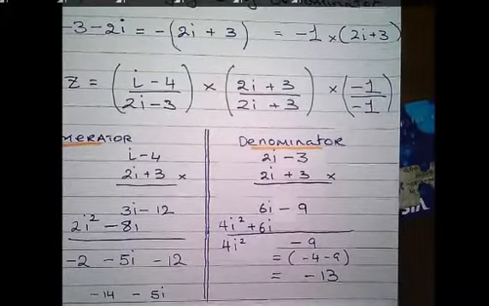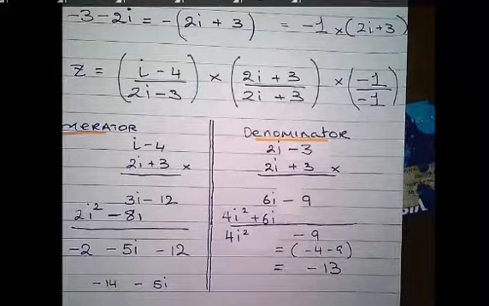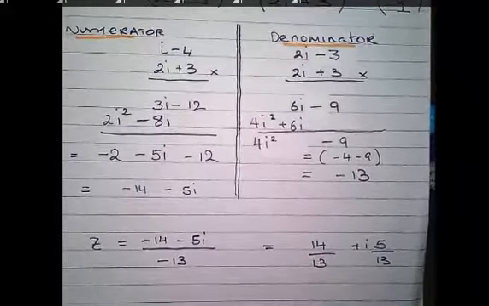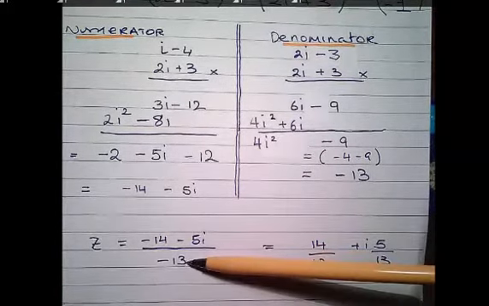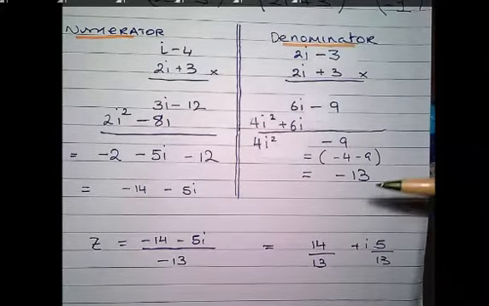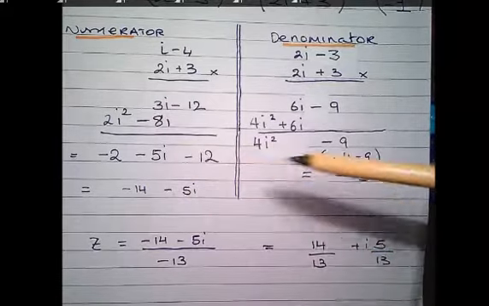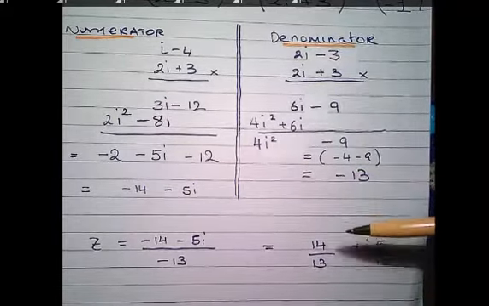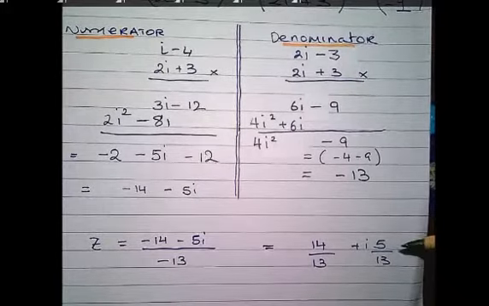Okay, so let's tidy that all up now. Let's move that into our final answer there. We get minus 14 minus 5i all over minus 13. That's the numerator, that's the denominator, where the numerator is coming from there, the denominator is coming from there. So we end up with the same answers. Essentially, the minus signs cancel out. Okay, so what we end up with is 14 over 13 plus i times 5 over 13.